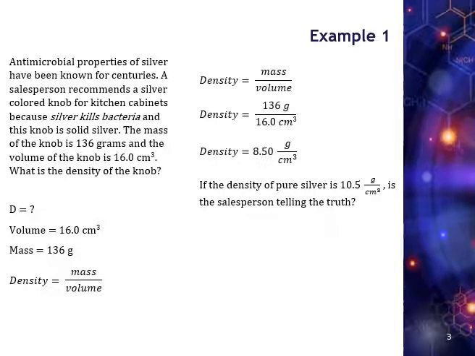If the density of pure silver is 10.5 grams per cubic centimeter, is the salesperson telling the truth? And no, the salesperson is not telling the truth.